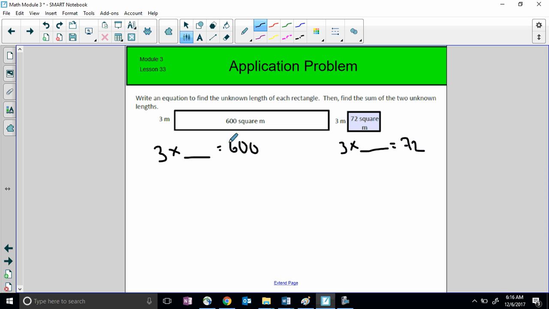Well, the 600 should be fairly easy. Let's take a look. I have 2 zeros, which means I should probably start off with having 2 zeros, because this number is bigger than this number. Well, 3 times what gives me 6? What was that one we just did? 2. So if 3 times 2 gives me 6, 3 times 200 must give me 600. So the side of this is 200.